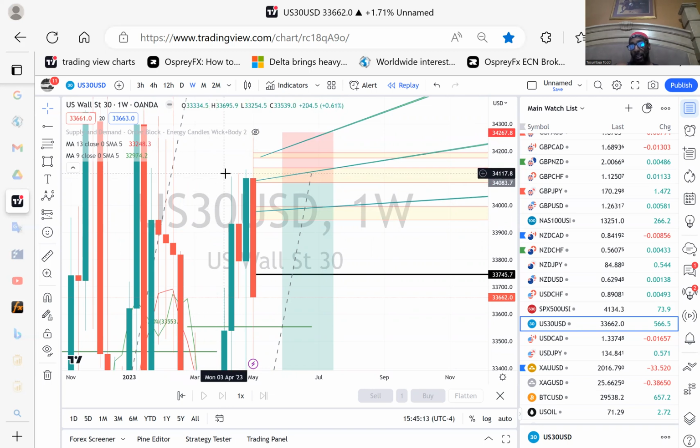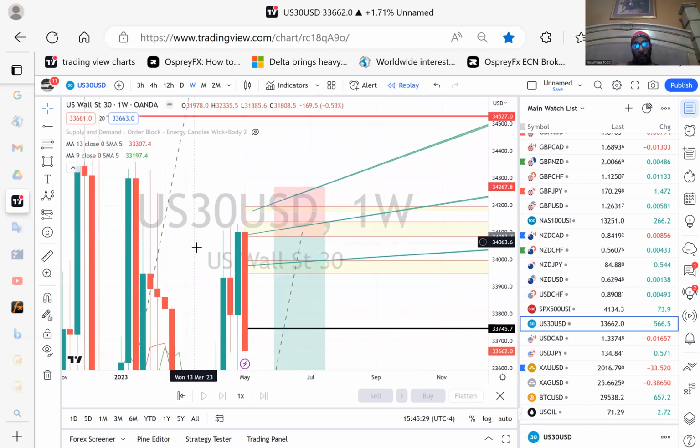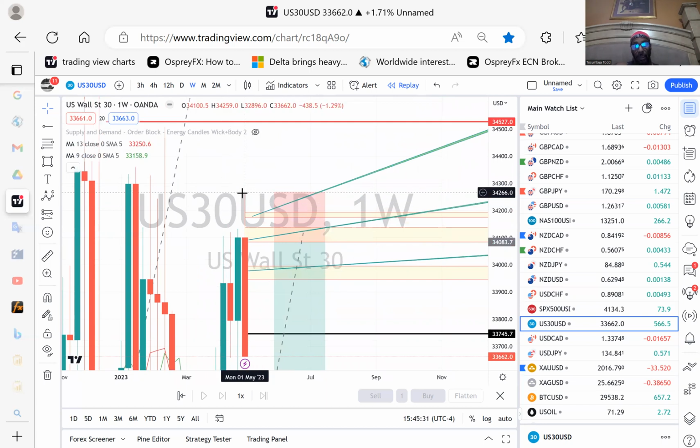The third week, price wicked the previous week's high at 34,119. It went to 34,134 and pushed down. The next week when price opened up, it took all the liquidity. Price pushed up, then it dropped rapidly.